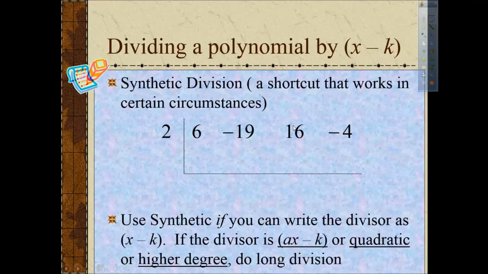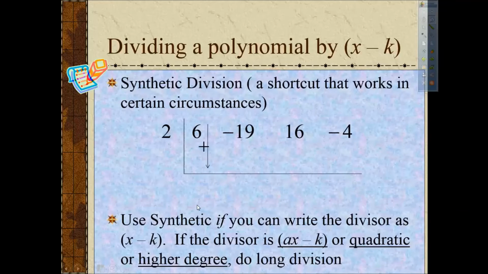These numbers you may recognize as the coefficients of our old polynomial, 6x cubed minus 19x squared plus 16x minus 4. Well, in synthetic division, we just strip away those powers of x. So I won't put the x cubed, the x squared, the x. I just strip those away. Now here's the process. It's a process of add and multiply. I'm going to add 6 plus whatever's below it. Well, there's nothing below it. 6 plus 0 is 6.